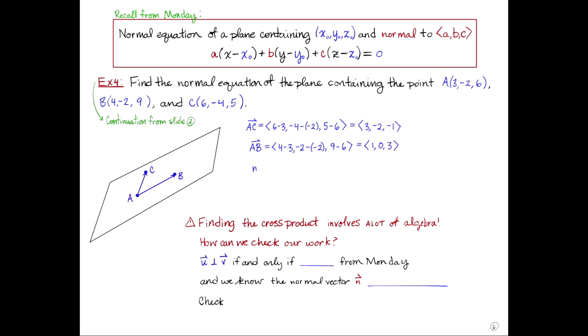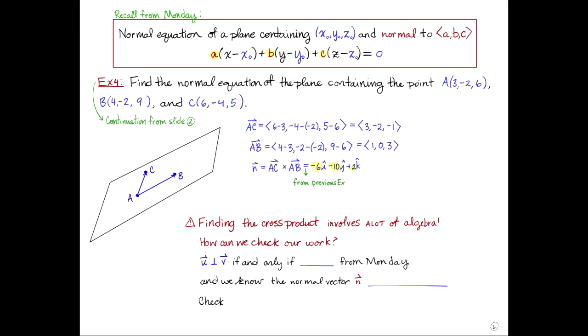The normal vector to the plane is equal to the vector AC cross the vector AB, which is equal to, these are the same vectors that we used in the previous example. So we know this cross product is equal to negative 6i minus 10j plus 2k. Now that we have our normal vector, the negative 6, negative 10, and 2, we'll sub in for a, b, and c in the equation of our plane.